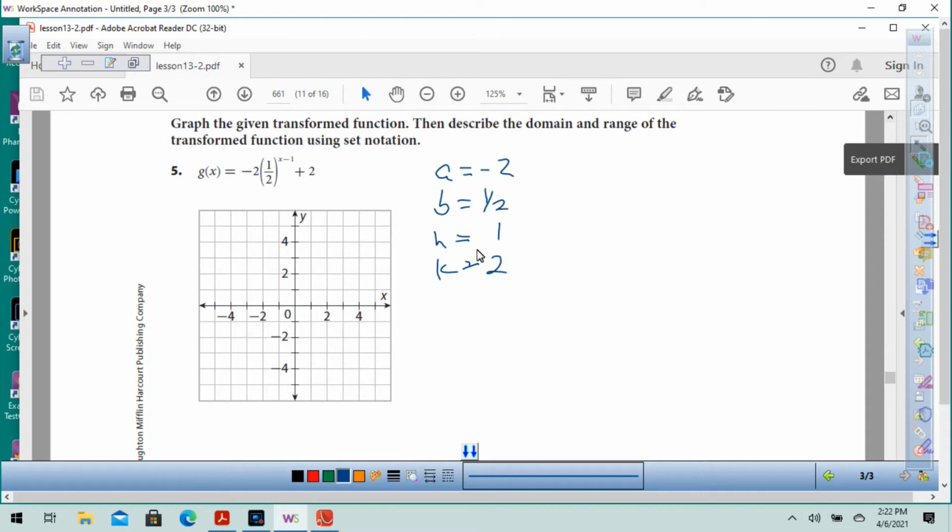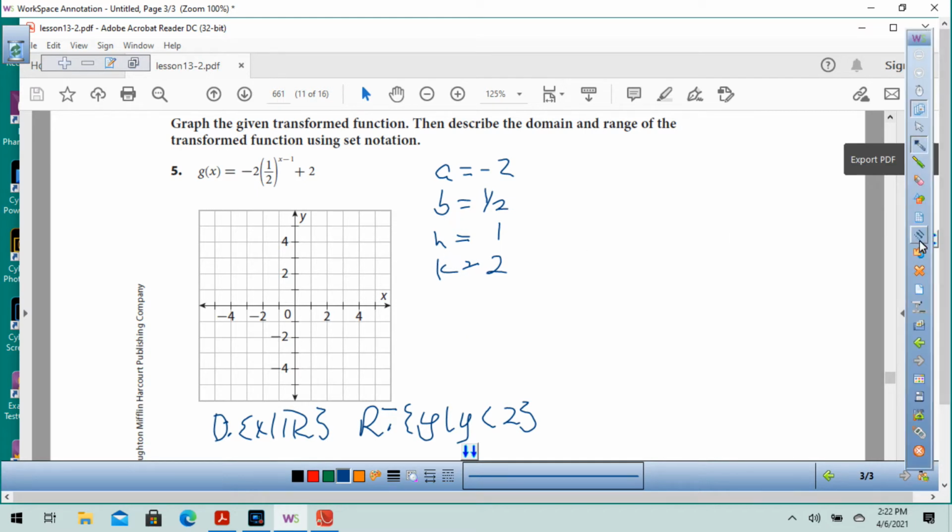All right. We're going to have to find the domain and range. So the domain is going to be x such that x is all real numbers. And our range is going to be y such that y is, oh, that's negative, so it's going to be less than, and k is 2. All right. Now, since k equals 2, that gives us our horizontal asymptote. And that's going to be right there.